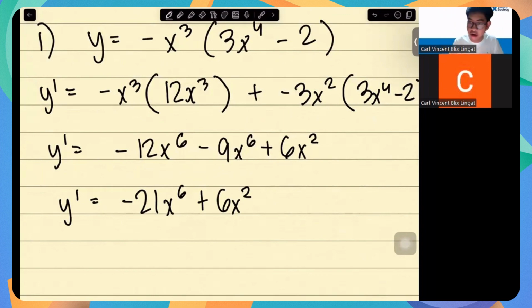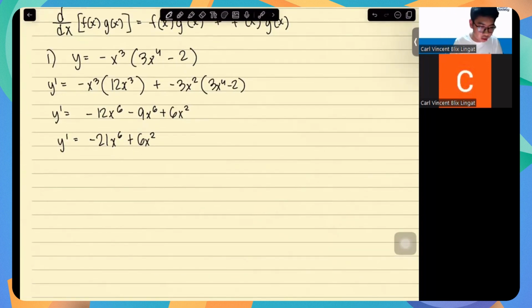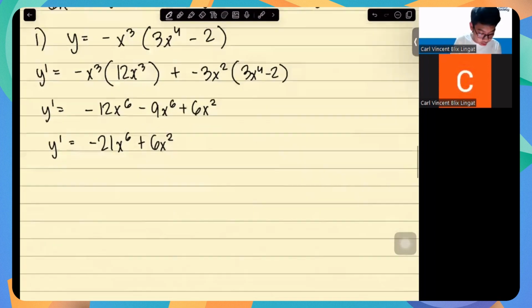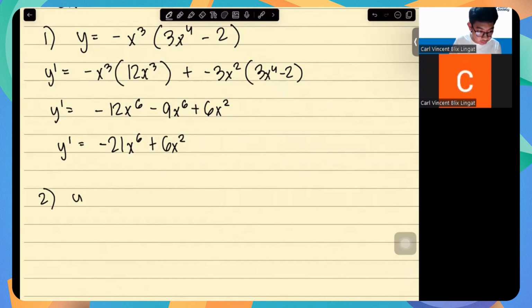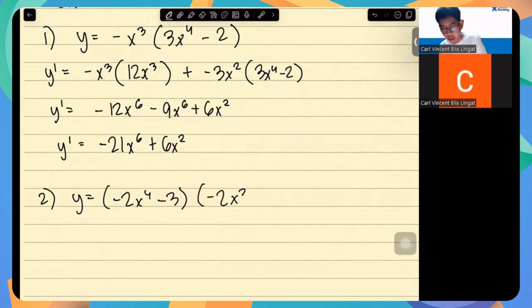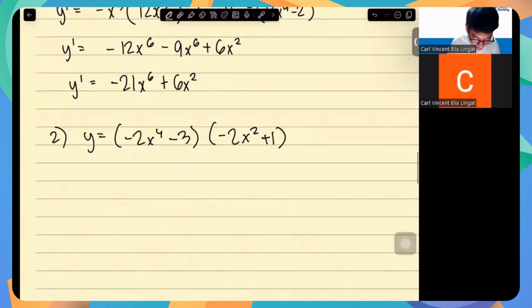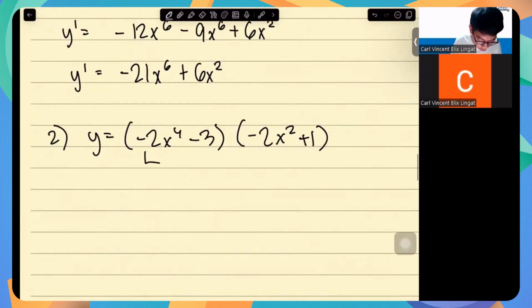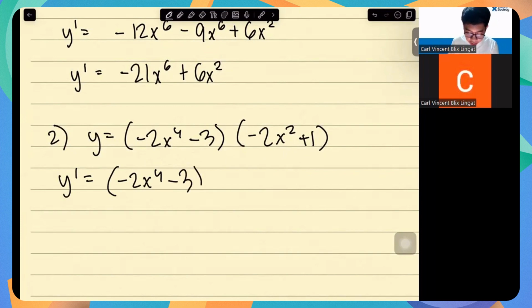Okay, let's have another more complicated example. So let's have number 2. Y is equals to -2x raised to 4 minus 3 times -2x² plus 1. Okay. So again, let us first just copy this. So y prime is equals to negative 2x raised to 4 minus 3. Then multiply it by the derivative of this other function. So we have negative 4x, and that's it.